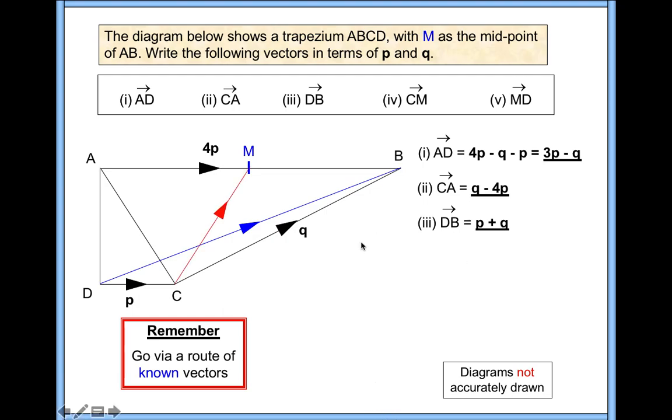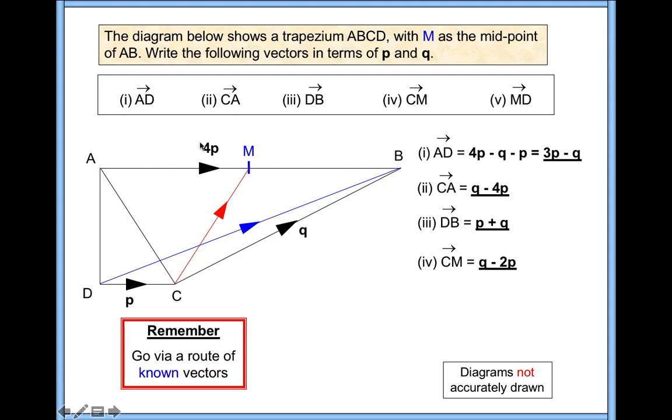I have drawn that with red arrow. So vector CM, right? So we will see. Vector CM will be vector CB plus vector BM. So vector CM is going to be Q minus 2P. Is it because this is Q? Vector CB is Q, right? Plus vector BM. What is vector BM?